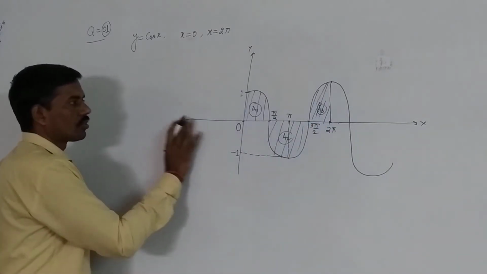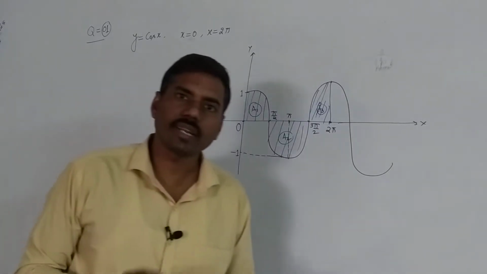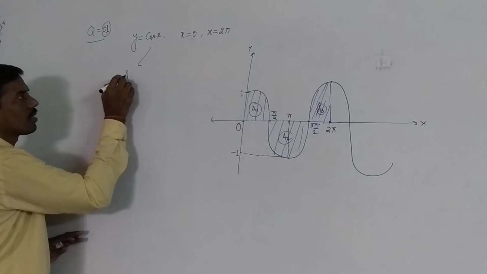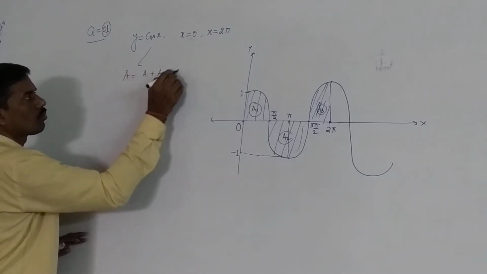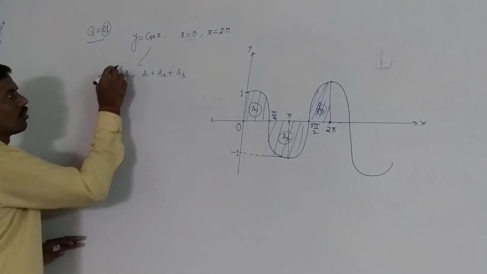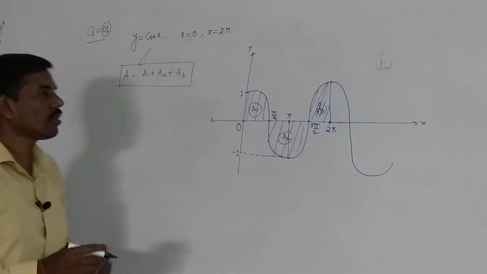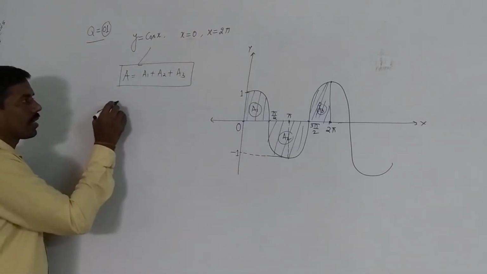Okay, so let us find A1. First of all we have to calculate A1, and we know that the total area is given as A1 plus A2 plus A3. So the total area is A1 plus A2 plus A3. Let us find the area A1.